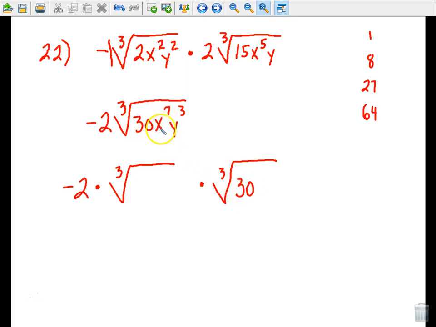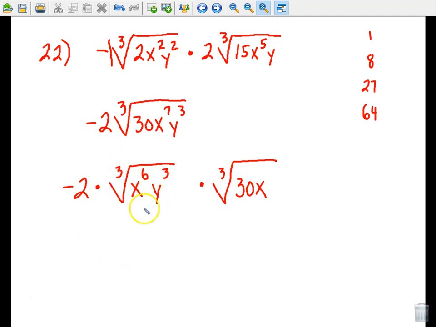Now let's work on x to the 7th. Well, again, 3 doesn't divide into 7 evenly, but it does divide into 6 evenly. So again, I've got to make this equal x to the 7th, so I need to multiply by x to the 1st. Well, y to the 3rd is a perfect cube variable because 3 does divide into 3 evenly, so I'm putting y to the 3rd in this perfect radical group.